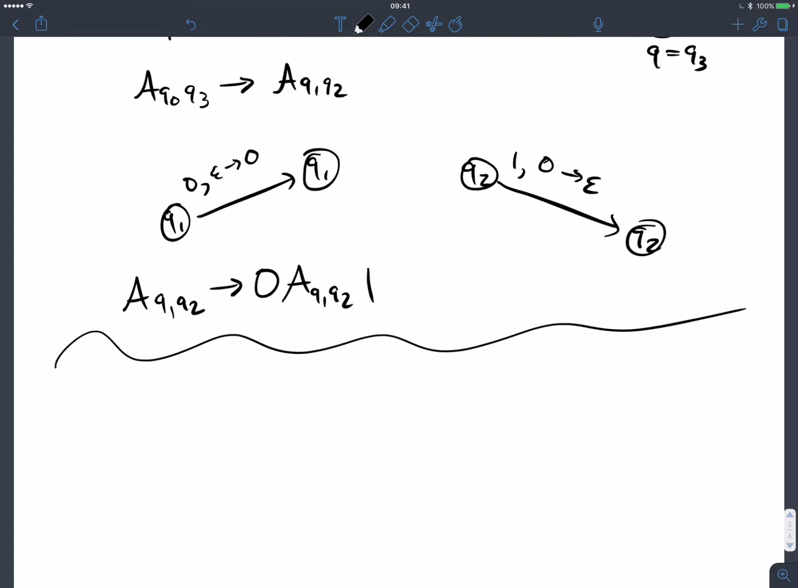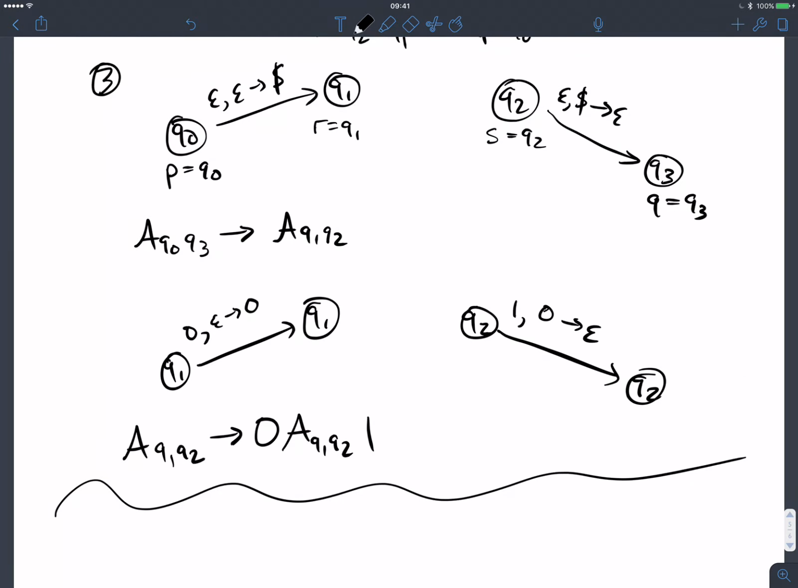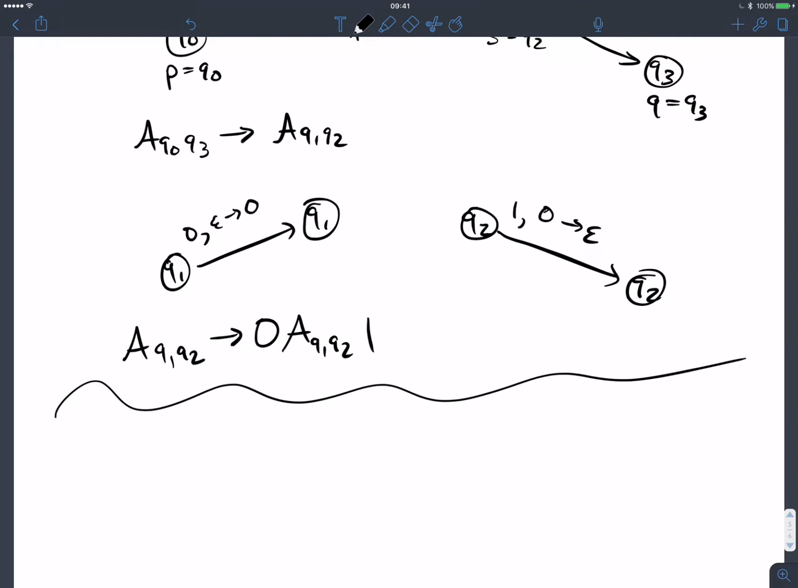Other questions? Yeah. For type 3, would you have one rule per transition? I can't necessarily say, because it depends on what the transitions actually are pushing and popping. Would you do them in the opposite direction too, or just the forward direction? What do you mean in the opposite direction? So like we have A Q0, Q3. Would you also do Q3, Q0? No, not necessarily. They're pushing and popping, so it's asymmetric. Other questions?